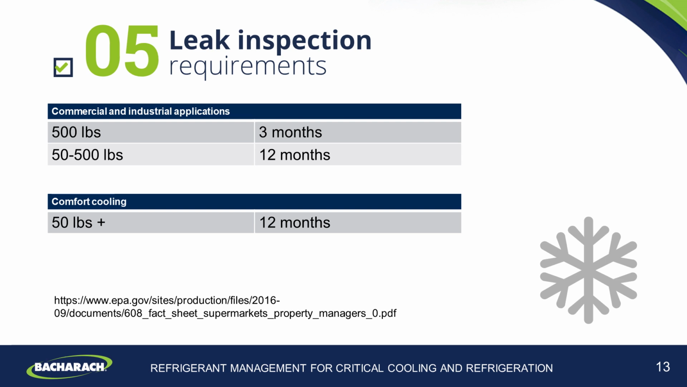However, you can actually avoid the need to do quarterly or annual leak inspections if you have installed an annually calibrated automatic leak detection system, such as the Bacharach MZ, that continuously monitors and samples for refrigerant leaks. A key element here is that the equipment must be able to detect a concentration level of 10 parts per million or lower. Great, thank you.